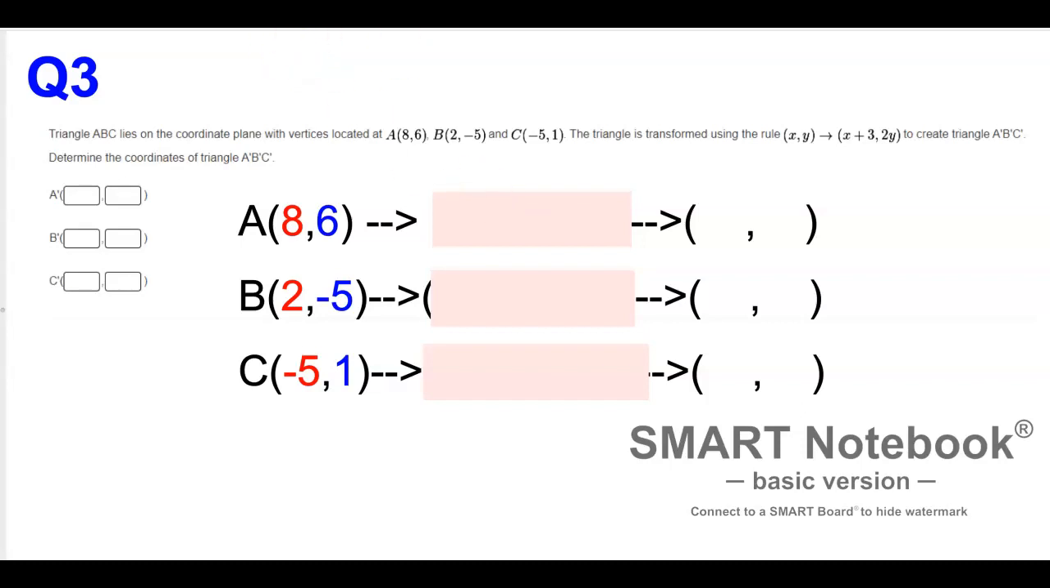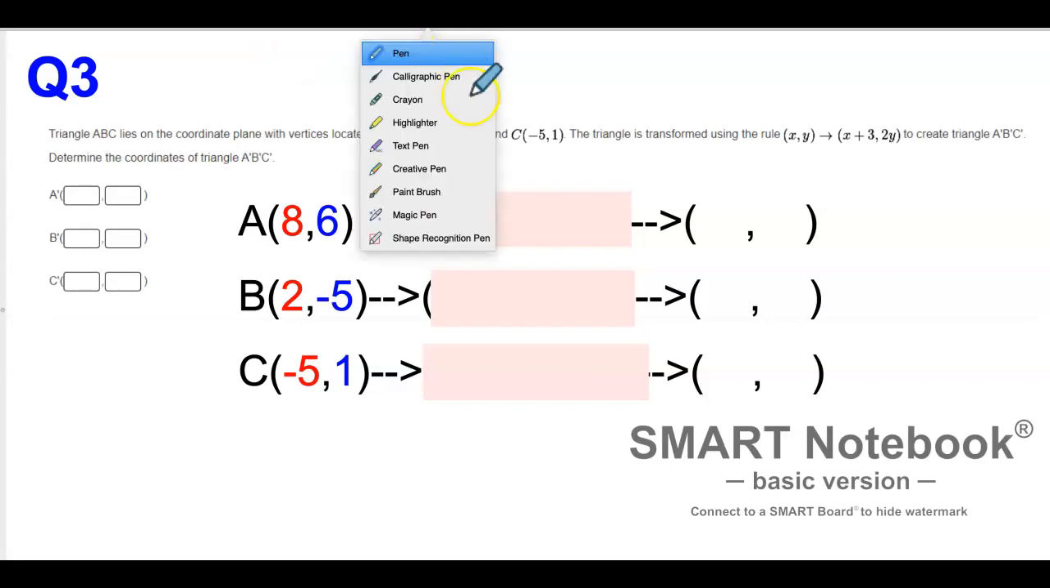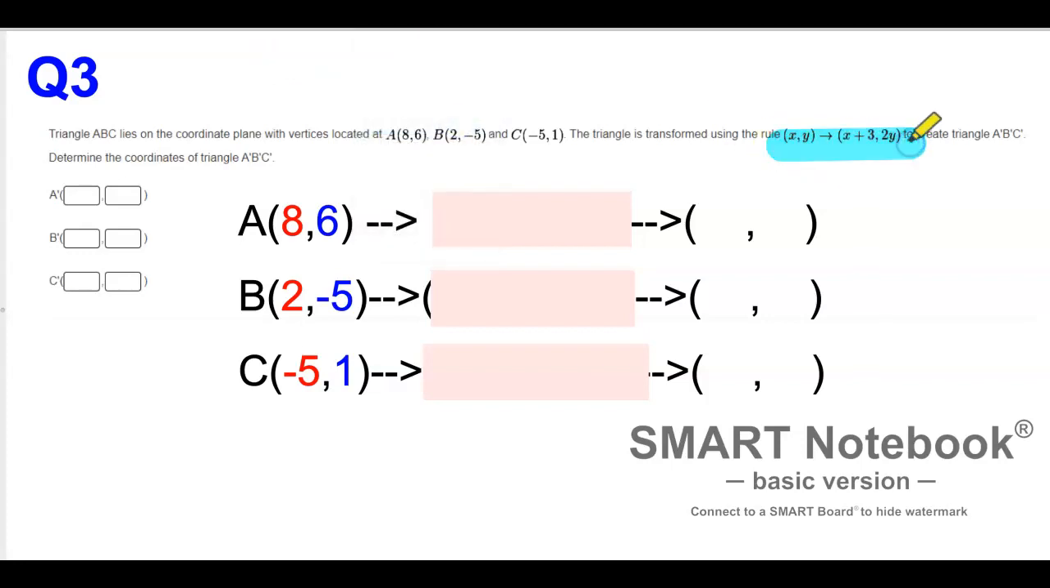All right, so here what we're going to do is use the rule that they give us, and apply this rule to the coordinates of point A, point B, and point C to find their new transformed coordinates. So the rule here is telling us for any ordered pair (x, y), to find your new x coordinate, you're going to take your original x value and add 3 to it. And then to find your new y value, you're going to take your original y value and multiply it by 2. So when you have a 2y, that means 2 times y. So it's saying take your y value and multiply it by 2.